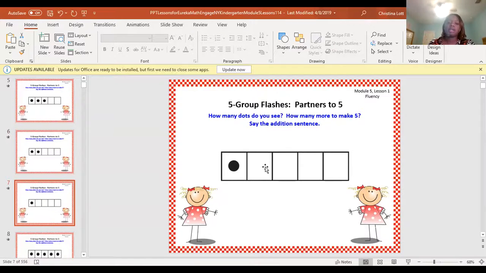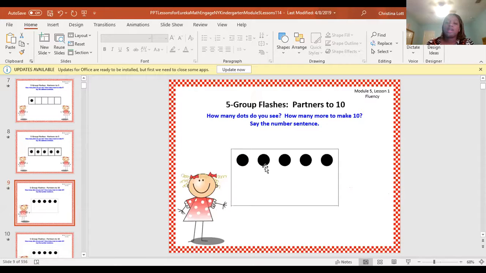Okay, on this next one, how many dots do you see? Good. And how many more do we need to make it to 5? 4. Good job. Now you're going to write the addition sentence on your own. Let me give you a few seconds to do that. You can just write that on any piece of paper you have laying around. Don't forget your addition and your equal sign. Okay, so you should have 1 plus 4 equals 5.